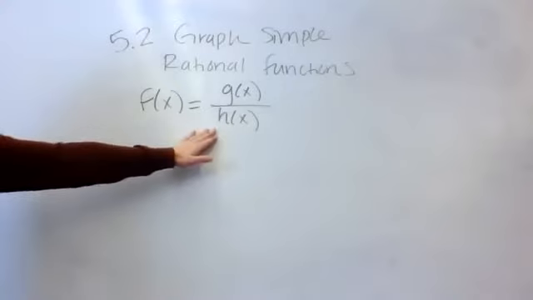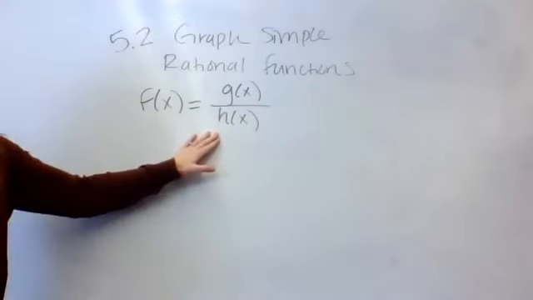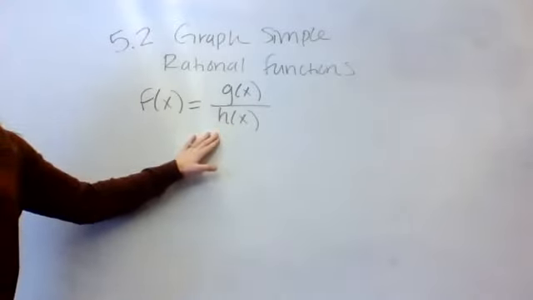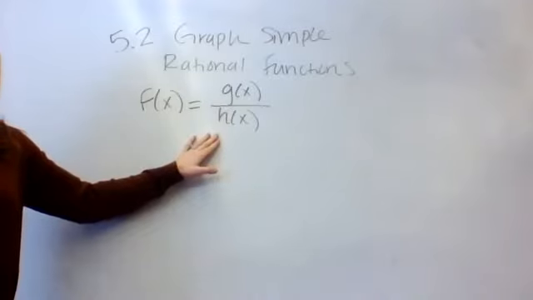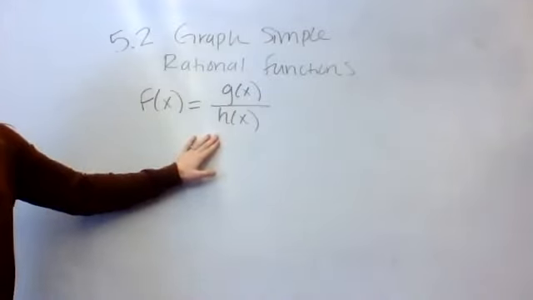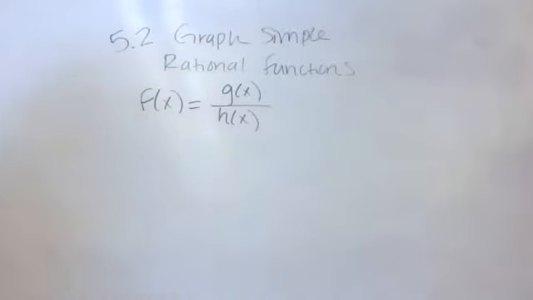Obviously, one of the main things here is that your denominator cannot be 0. That would make this undefined, therefore not rational. So if you ever had a denominator of 0, that means you don't actually have a function, you can't graph it.